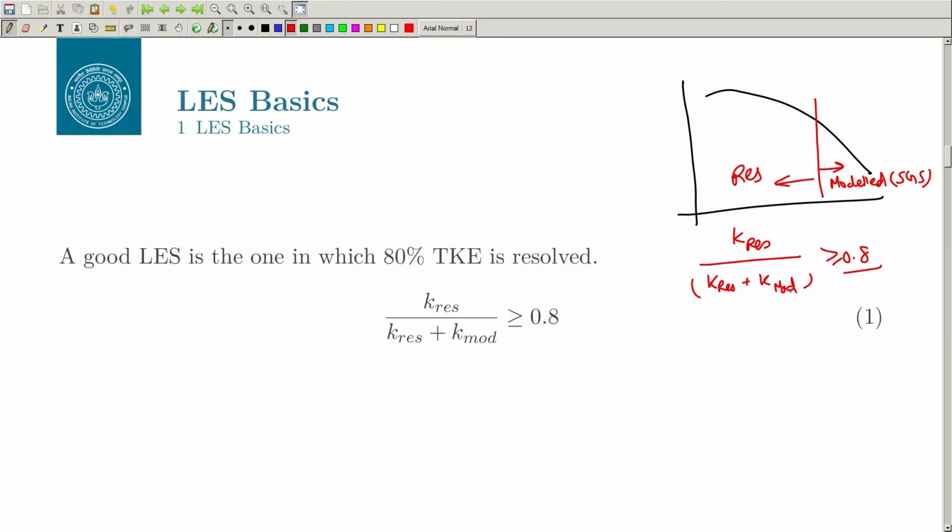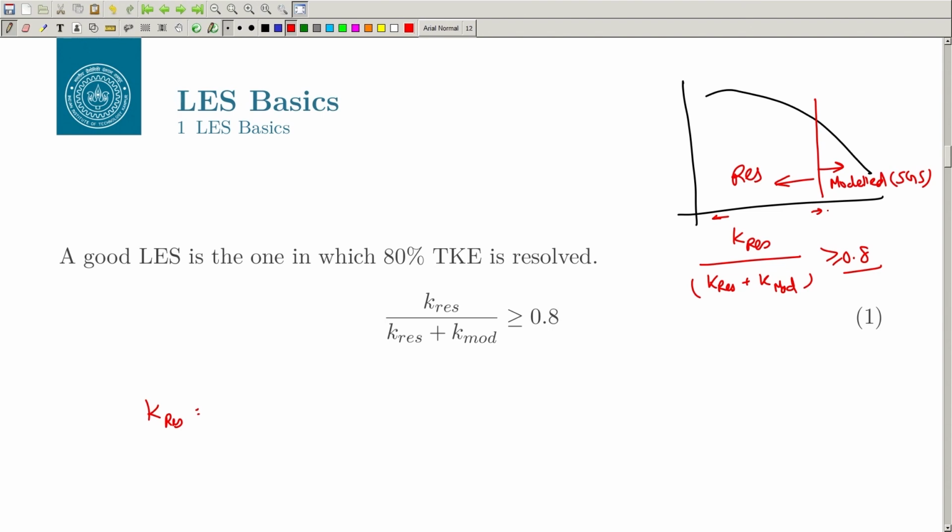So, K RES, if you go by the definition, is coming from the simulation, right. We have our grid which is resolving different sizes of eddies from this end up to this point, and this is giving us the resolved kinetic energy.